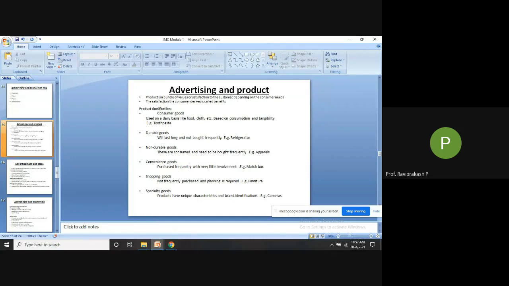Next is shopping goods, which are not frequently purchased and planning is required, like furniture, like a treasury, like a maker at home. All these things are not frequently bought, but need planning. Next, specialty goods. These products have unique characteristics and brand identifications, like cameras. It is used for only a specific thing. It could be a camera, it could be digital cameras, your mobile phones. These are specialty goods.